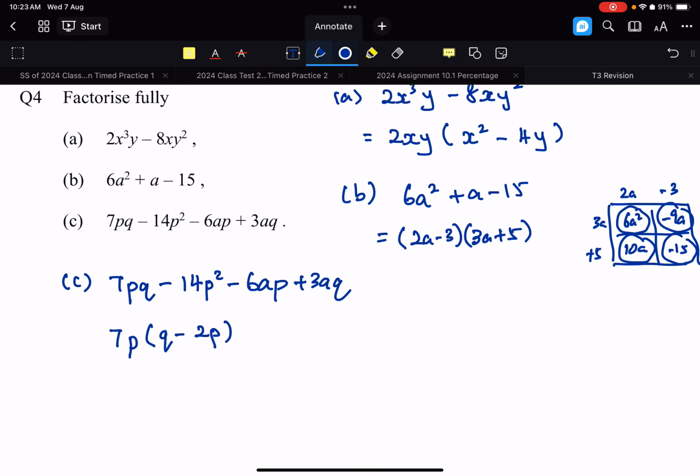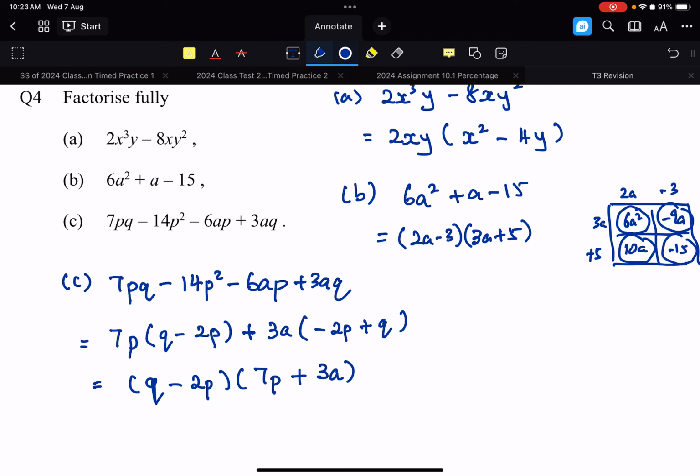On this side, let's see. If I take out 3 is common. So maybe I just put plus first. It doesn't matter. 3. What else? A is common. So I end up with negative 2P plus Q. Right. Now, negative 2P plus Q and Q minus 2P, they are the same thing, right? So we'll end up with Q minus 2P, and then we have 7P plus 3A. There we go. That works.